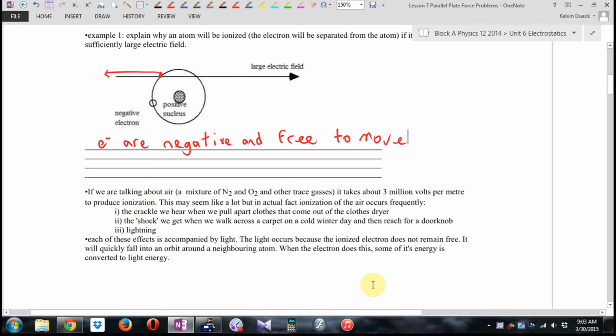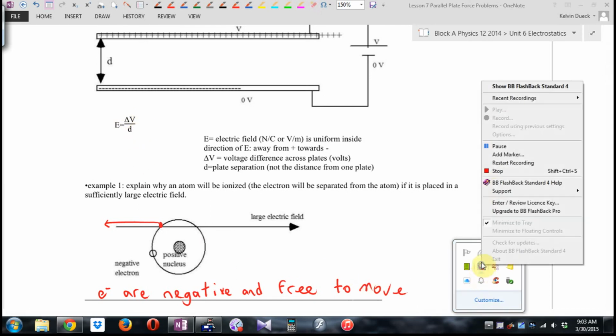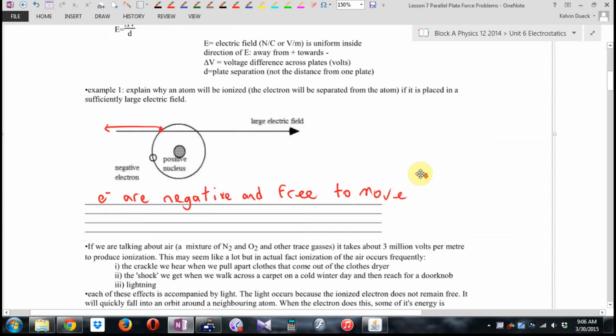So, how can we increase the chance of a shock occurring? We need to somehow get the electric field up to 3 million. Well, there's two ways, Grant. You can make V bigger, or you can make D smaller. Put your pencils down, look at it.